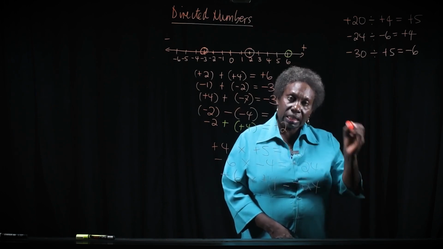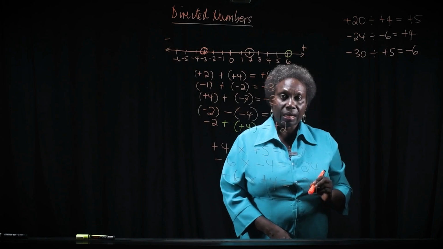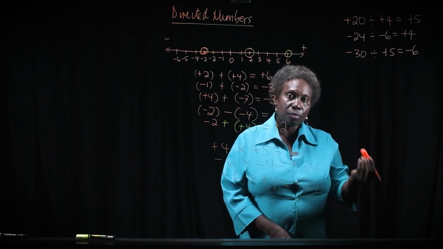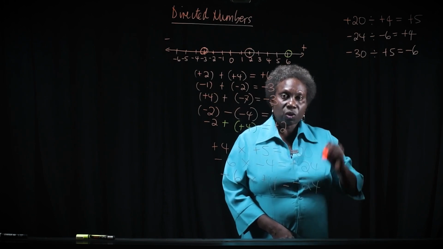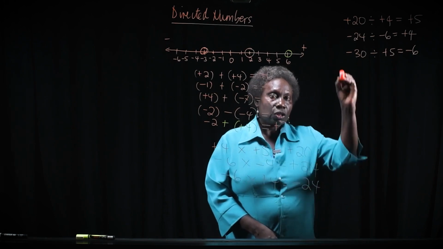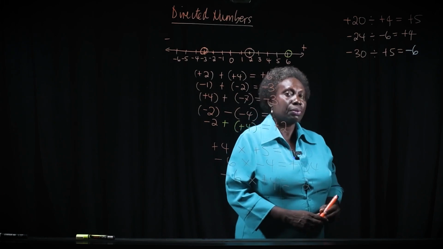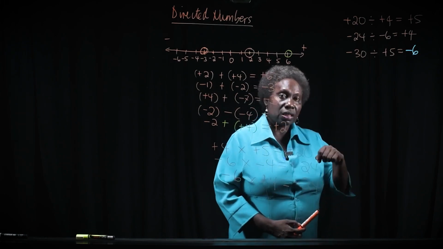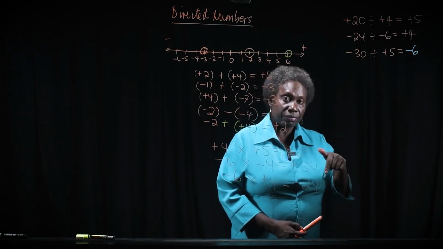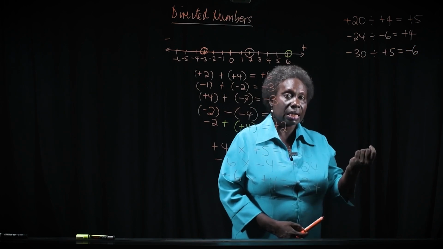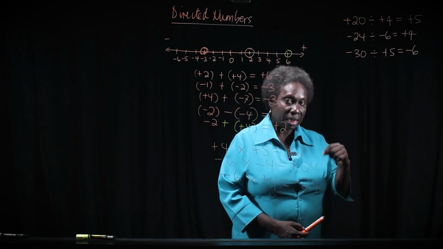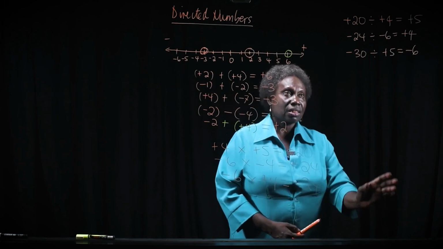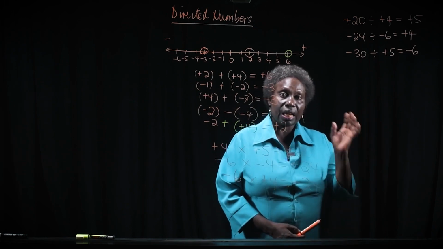When to put a negative sign and when to put a positive sign. Positive times positive, positive. Negative times negative, positive. Positive times negative, negative. So the same applies for division. Positive divided by positive, the answer is positive. Negative divided by negative, the answer is positive. And negative divided by positive, the answer is negative. That brings us to the end of multiplication and division.